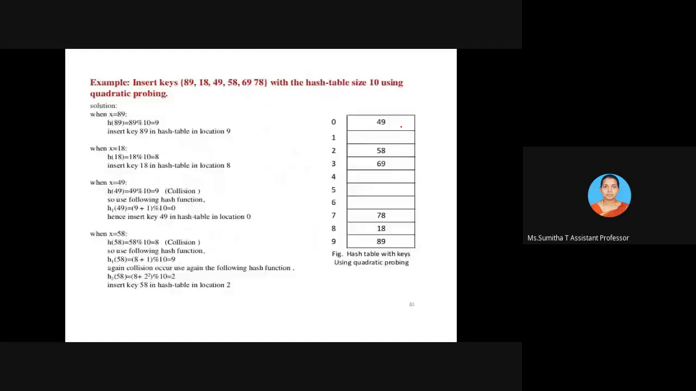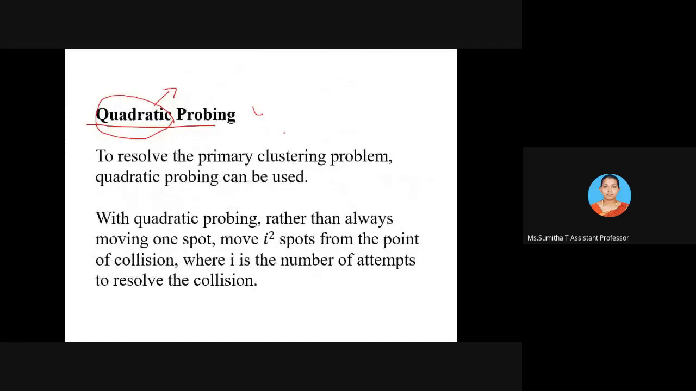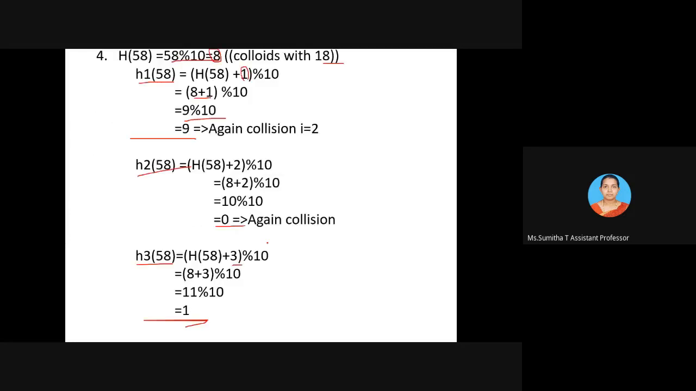To resolve the primary clustering problem, quadratic probing can be used. With quadratic probing, rather than always moving one spot, we move to the I squared spot from the point of collision, where I is the number of attempts to resolve the collision. Is it clear? 1 squared, 2 squared, 3 squared. In linear probing we just added 1, 2, 3 to find the position.